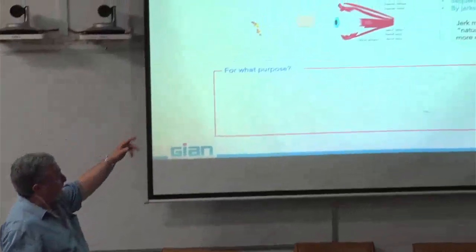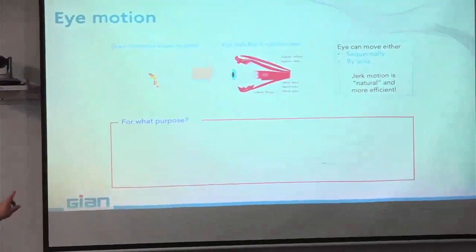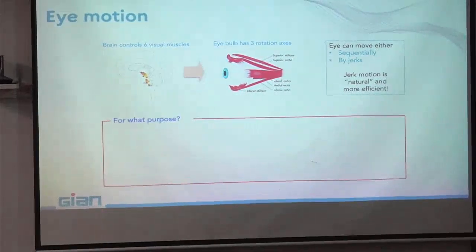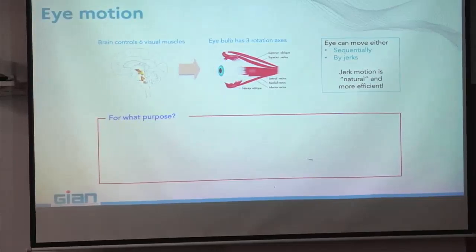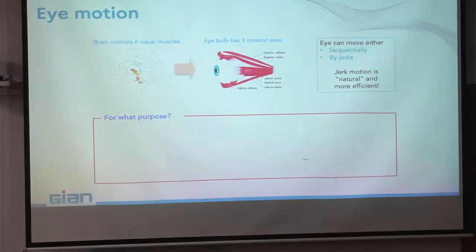What is the purpose of passing from one to the other? Look at the screen. For a moment it's white, but look at the screen. Now you are in jerk mode. You are saying where I have to look on the screen. Most probably inside the red rectangular area. Look at the screen, not at me.